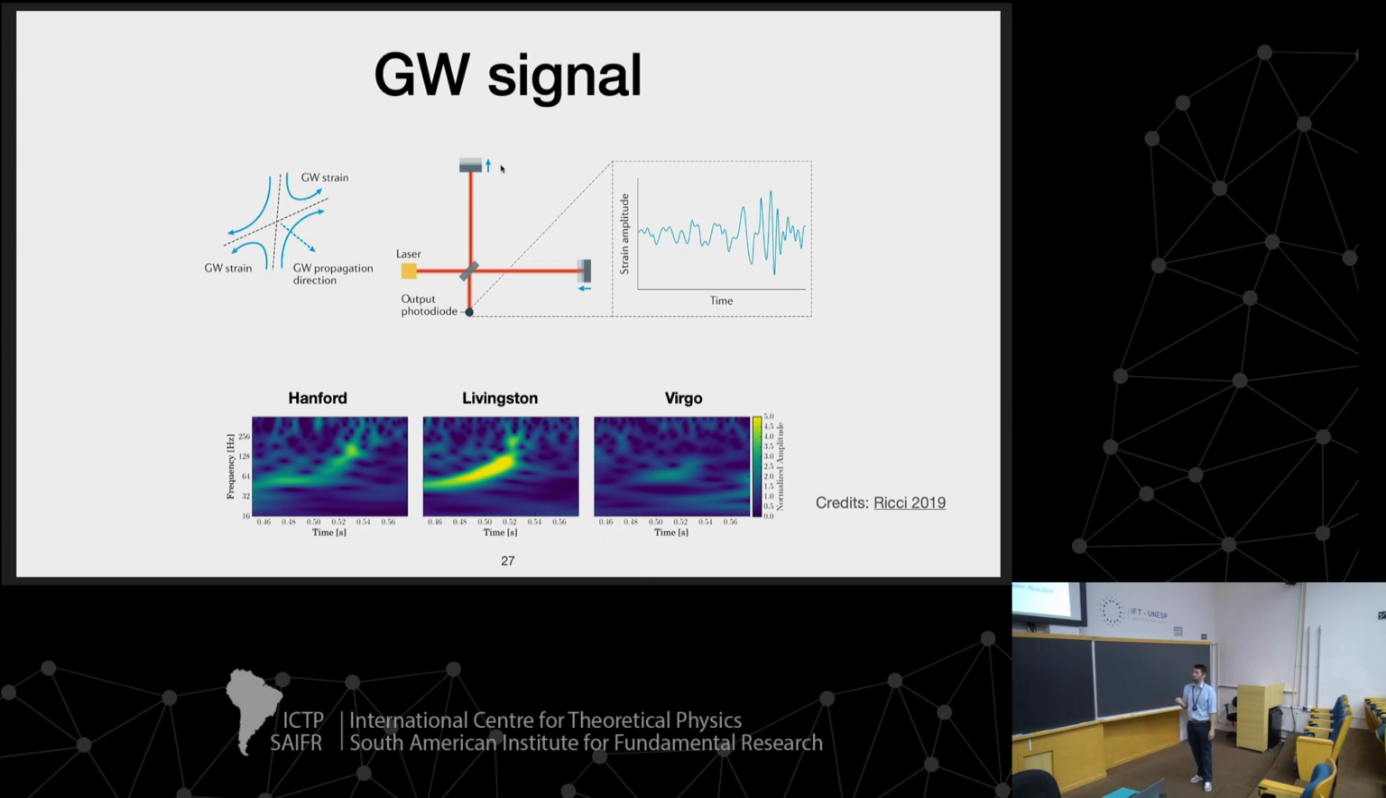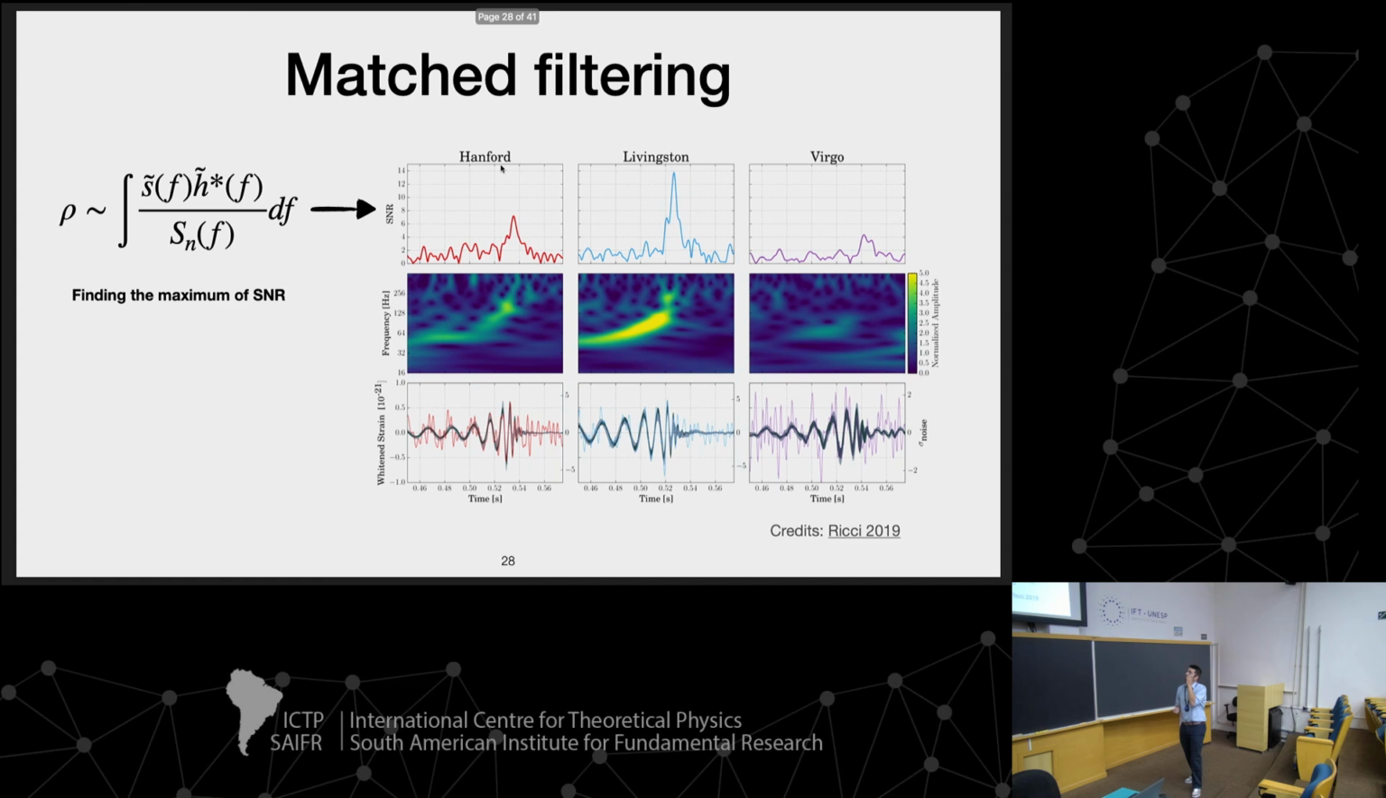Sometimes, if you're lucky, it's like this one, but most of the time it's like Virgo. So yes, you have a signal, but you need a way to quantify that you have a signal. And this is called matched filtering. So basically what you want to do is to find the maximum SNR of your signal.